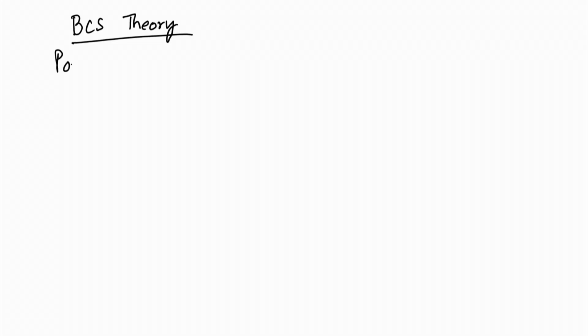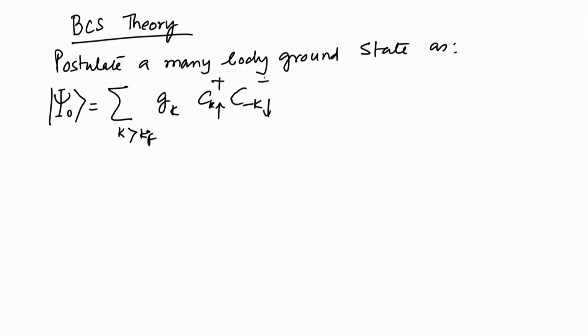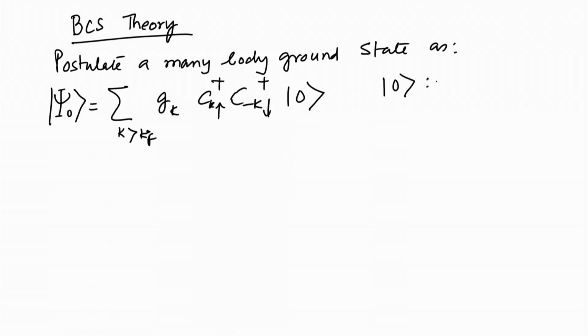So, postulate a many body ground state. This is like psi 0, a sum over all k greater than k F, of g k, c k up dagger, c minus k down dagger acting on the 0. Here 0 is not vacuum, but it is the filled Fermi sea.